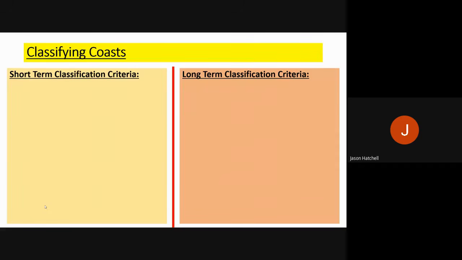Now, we can classify coasts in terms of short-term and long-term classifications. So let's start with the short-term classifications of coastlines.